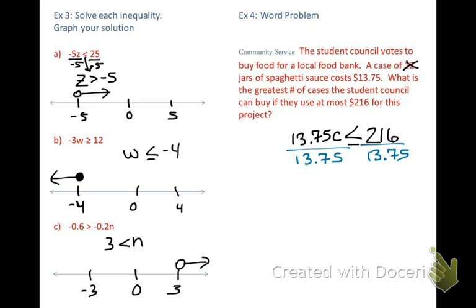So C is less than or equal to 216 divided by 13.75, and that is about 15.7. Now, how many cases can I buy? I can't round up because if I round up, then it's going to cost me more than $216, so I have to round myself down. So I can get 15 cases, and that's how you would do that.